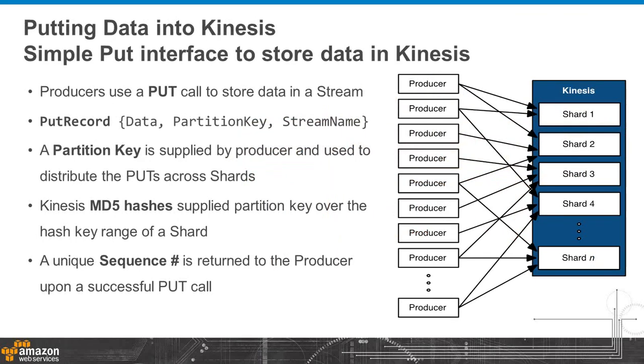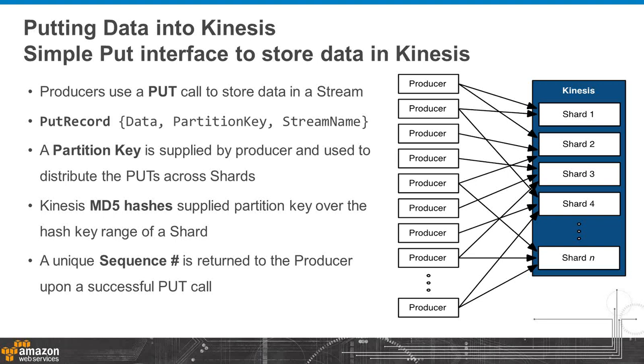Now that we know what a stream is conceptually, how does one put data into Kinesis? Kinesis enables that by producing a simple put interface. Producers, as we learned before, could be any device, any host that can make effectively an HTTP put call. The put record interface requires 3 parameters.